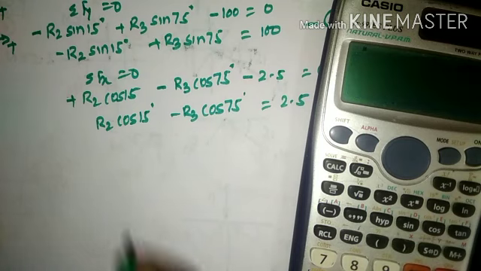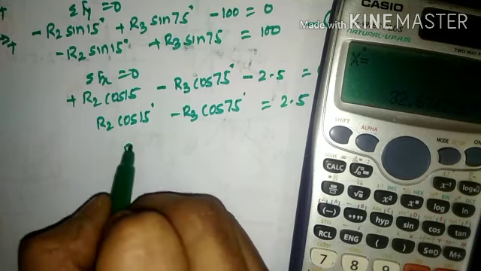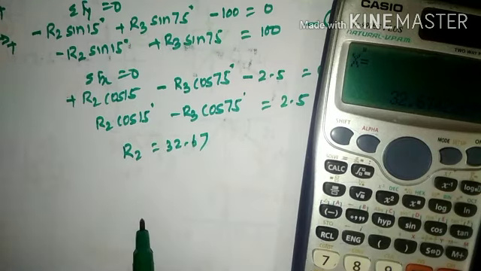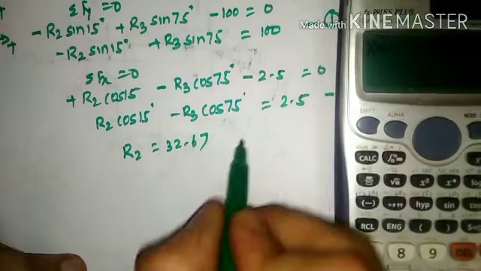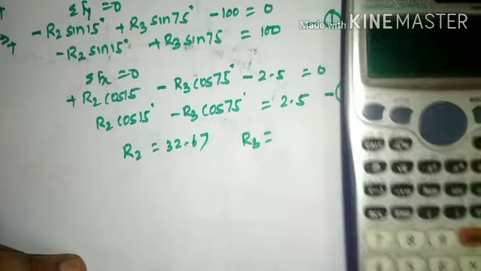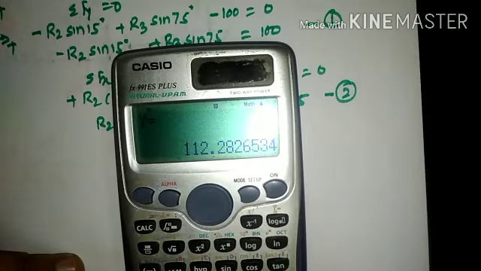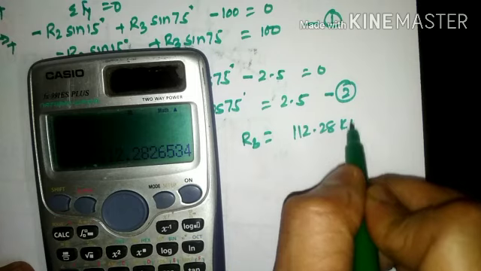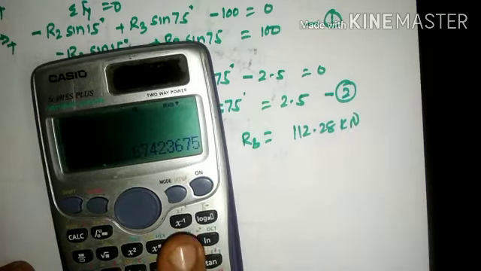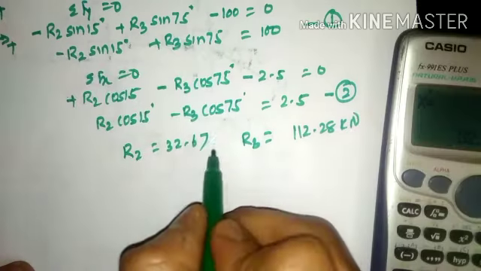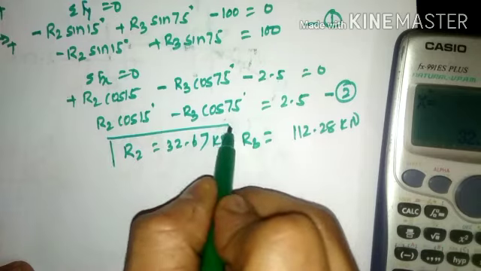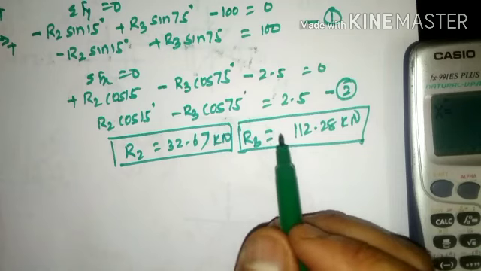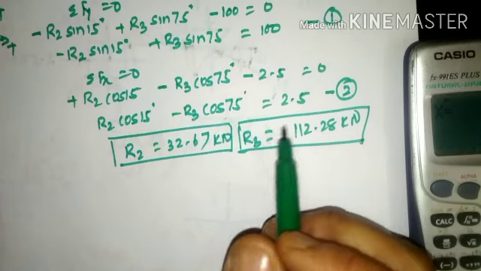So as a resultant, the value of R2 shall come out to 32.67 and the value of R3 shall come out to 112.28 kilonewton, and this value is 32.67 kilonewton. So these are the values of R2 and R3. Now we are going to make use of either one of the solutions to find out the value of P.